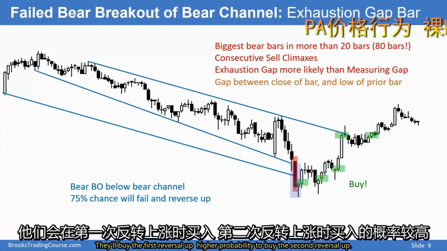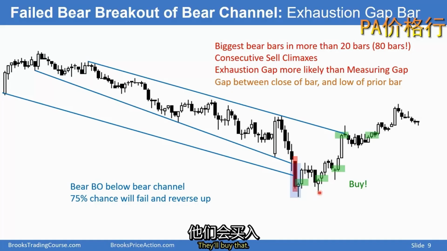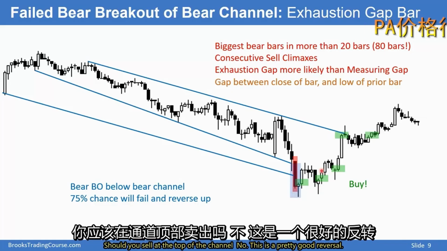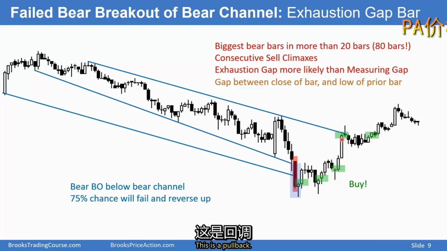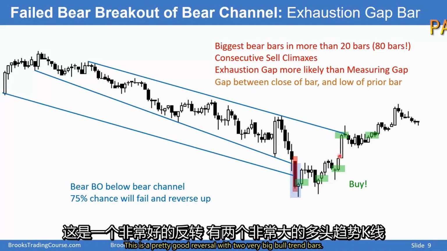And traders will buy. They'll buy the first reversal up, higher probability to buy the second reversal up. Here we have a double bottom, slightly higher low, but it's a double bottom, and a breakout from the double bottom, and this is a pullback. They'll buy that. Should you sell at the top of the channel? No, this is a pretty good reversal with two very big bull trend bars.